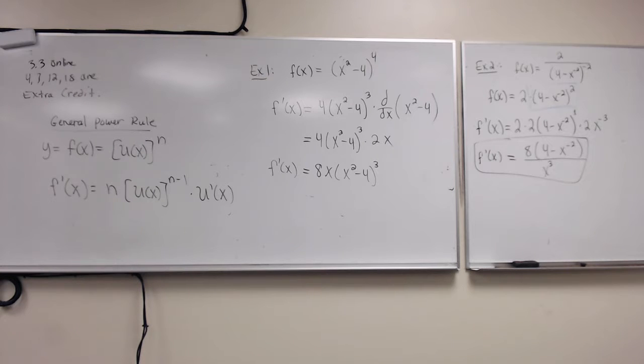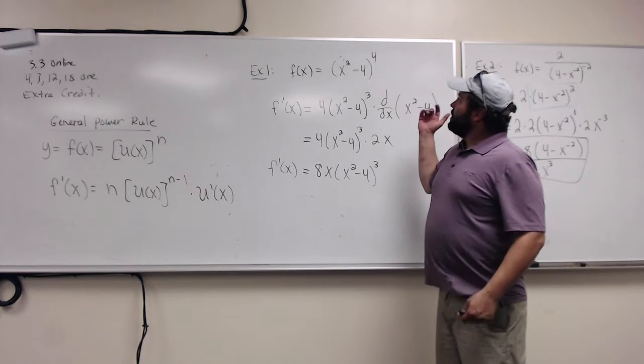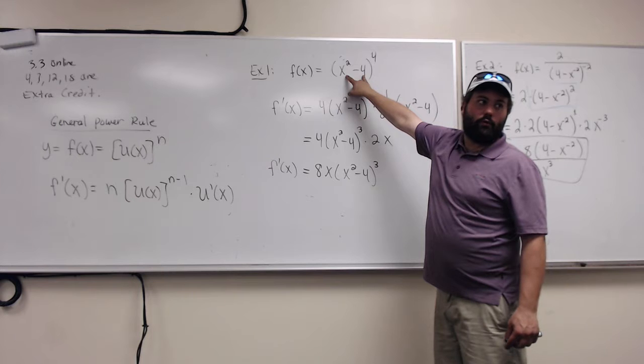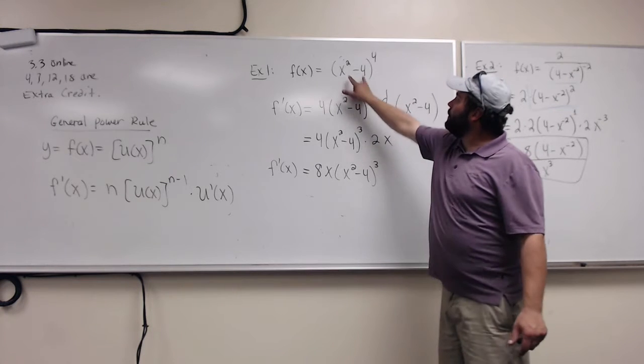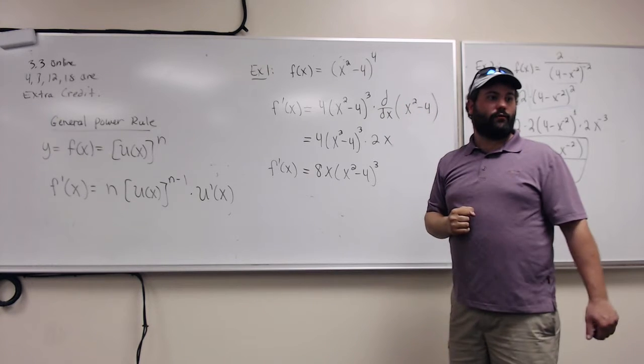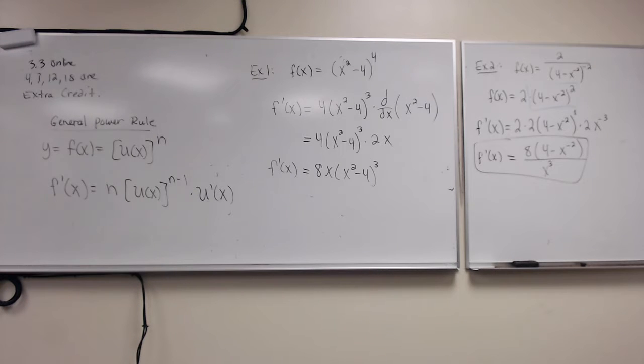And again, these are really compositions of functions. Like this was the composition of x to the 4th with the function x squared minus 4. So the inner function is x squared minus 4. The outer function is just the x to the 4th. But now we're going to generalize this a little bit. So not only does this work for functions raised to powers, those are special compositions. Now you can do this in general for any composition.